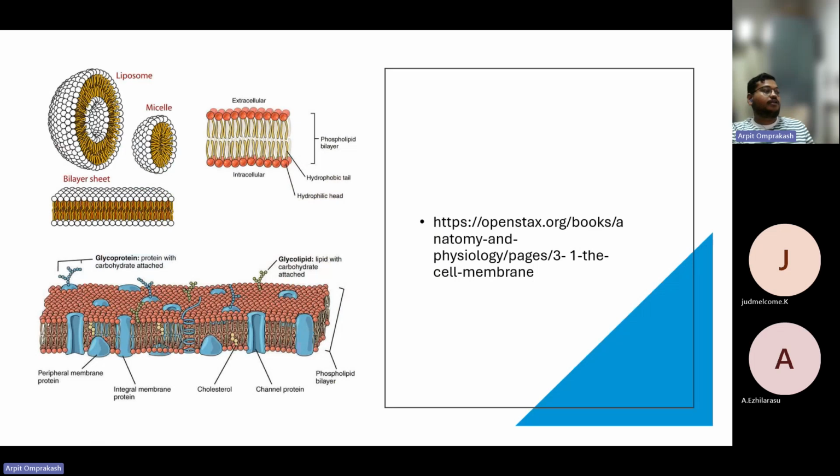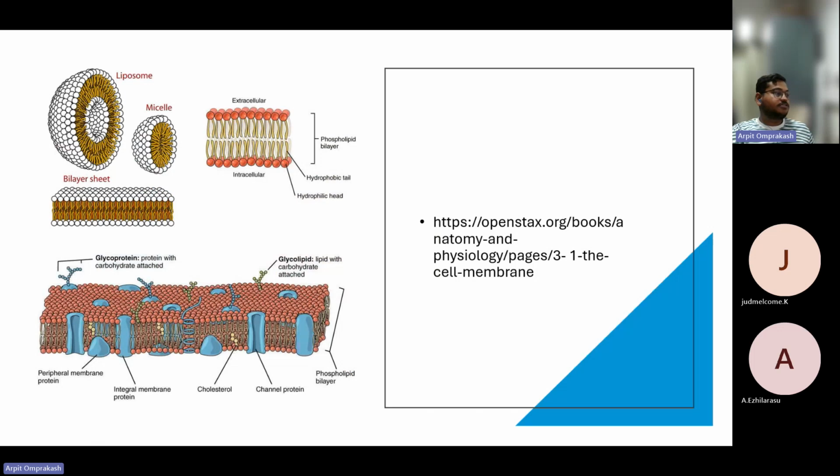Right. And so these phospholipids can form things called micelles, which are basically a single layer of these, or we can form things such as liposomes, vesicles, and so on. Which are basically different vesicles or different compartments or different organelles that are present in the cell. Right.